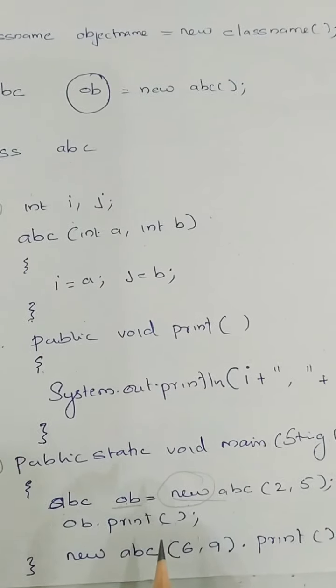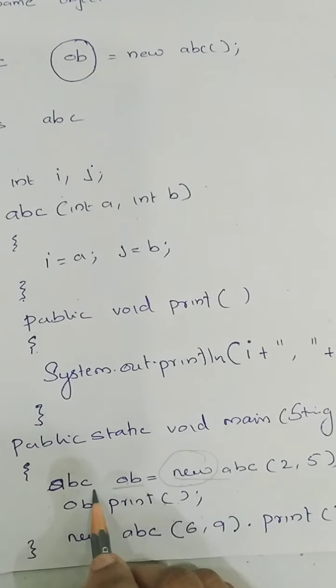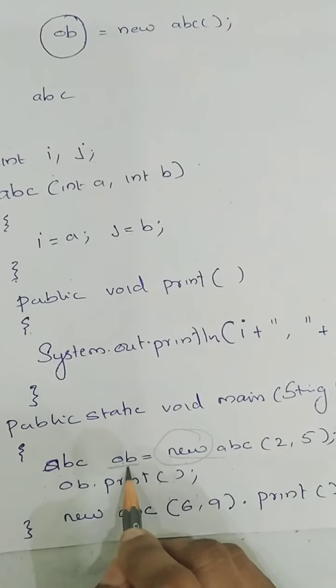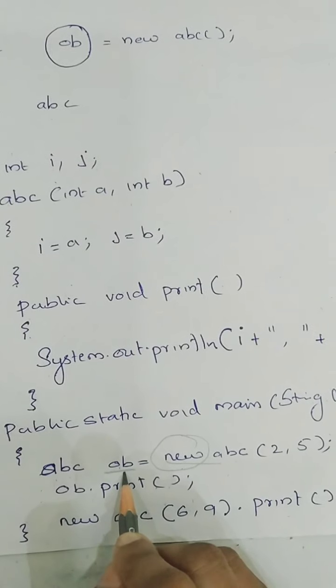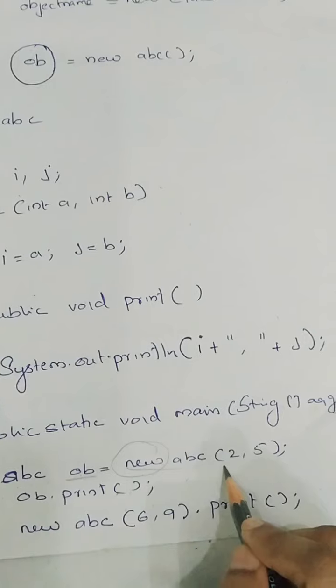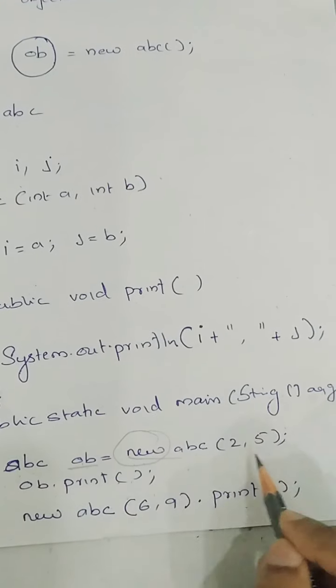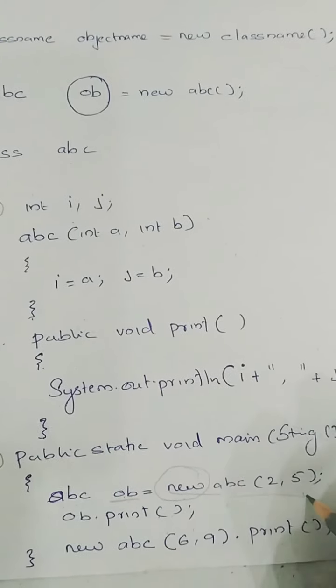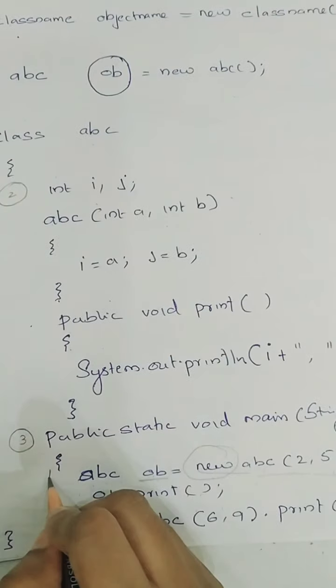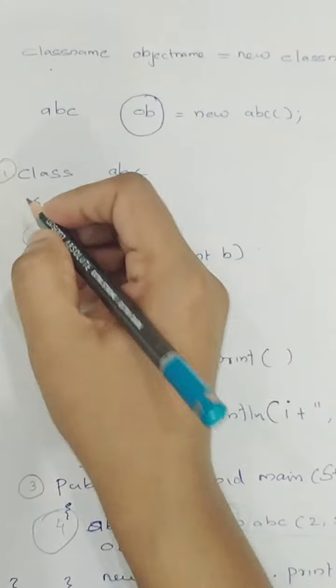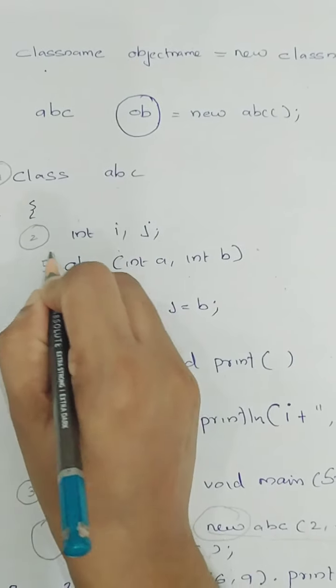It will be there only. It will not get deleted because this is a permanent object. It is created with the name ob, 2 comma 5, and what happens is that 5 will come to here in this constructor call.